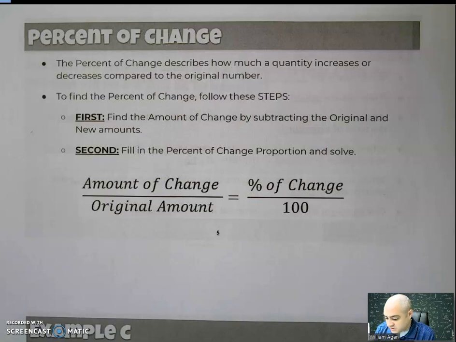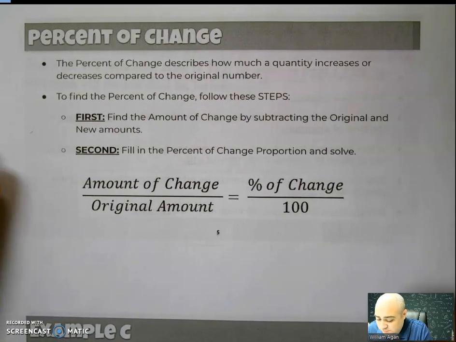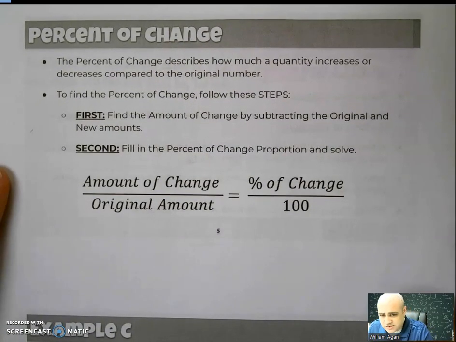Okay, the next section is still proportions, but it's a specific type of percent proportion. It's percent of change. The percent of change describes how much a quantity increases or decreases compared to the original number. So to find the percent of change, there is, and this is something that a lot of students forget, but it's always on the STAR test.